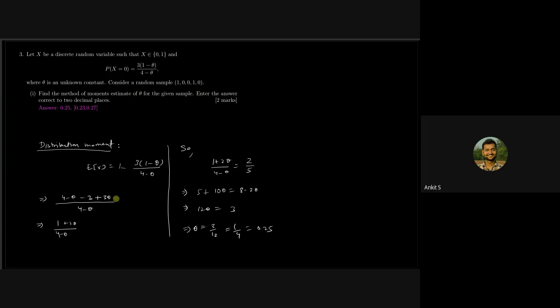Okay, and since we have just one unknown parameter, we can just use the first moment. So first we will calculate the first distribution moment and the first sample moment. The distribution moment we know: the expected value is just equal to 0 times this plus 1 times 1 minus this. So this is your distribution moment. But what is the sample moment? The sample moment is simply 2 by 5, because you add all of them and divide by 5. So I have just equated both of them, and you get the value for the unknown parameter theta. So theta comes out to be 0.25.